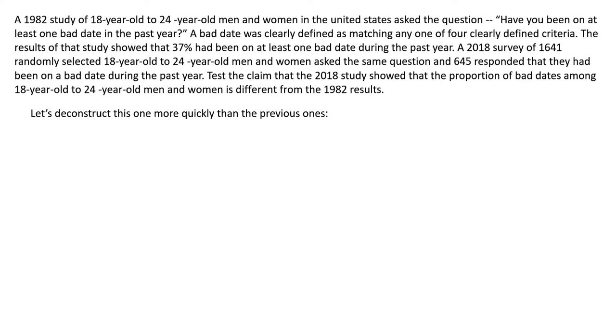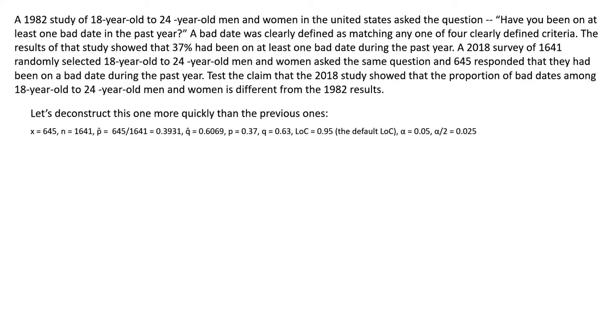Testa claimed that the 2018 study showed that the proportion of bad dates among 18-year-old to 24-year-old men and women is different from the 1982 results. So let's just deconstruct all this real quickly. We have x equals 645, n equals 1641, p hat equals x over n, which ends up being this number. q hat equals 1 minus p hat. P is what we assume to be truth unless this little study shows otherwise. Q is equal to 1 minus P.